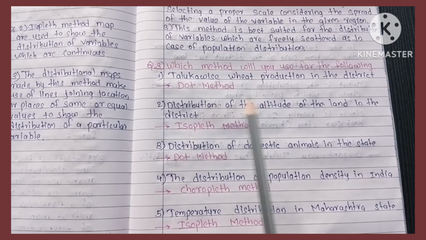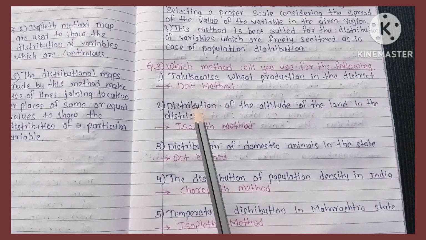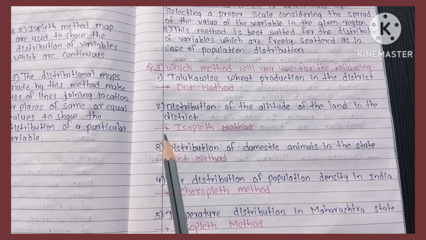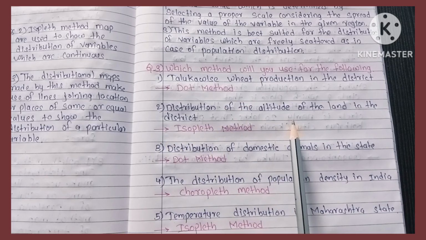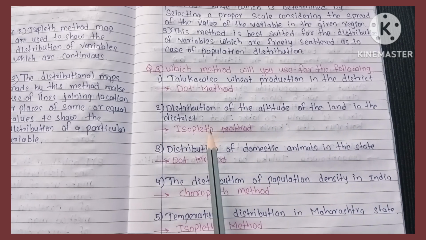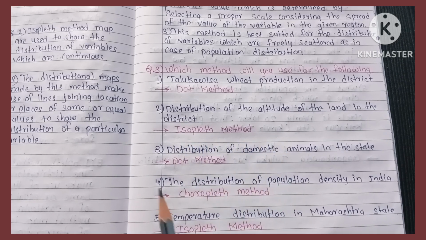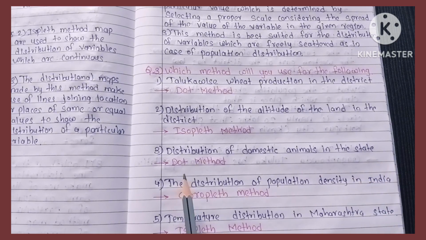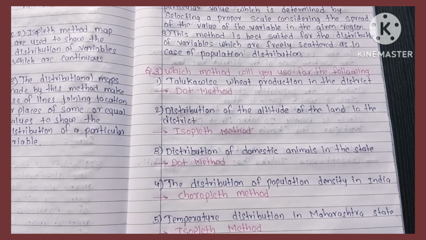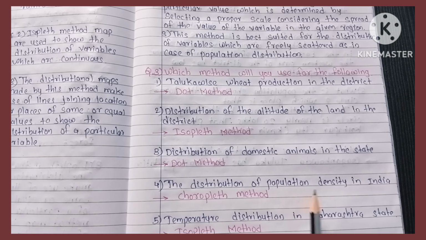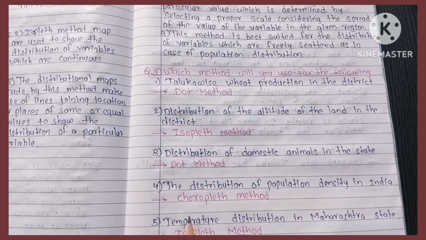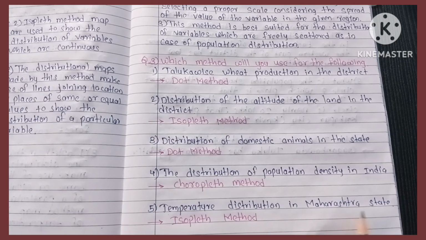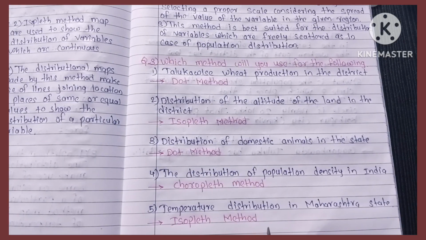Fourth question, which method will you use for the following? Taluka wise wheat production in the district, dot method is used. Next, distribution of the altitude of the land in the district, isopleth method is used. Next, distribution of domestic animals in the state, dot method is used. Next, distribution of population density in India, choropleth method is used. Next, temperature distribution in Maharashtra state, isopleth method is used.